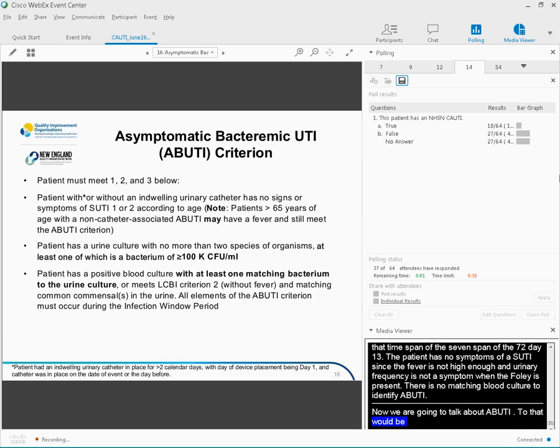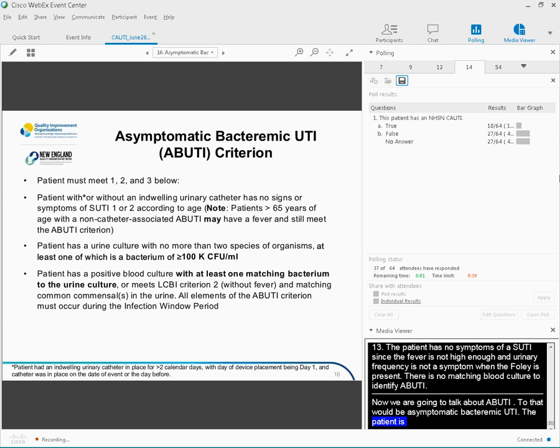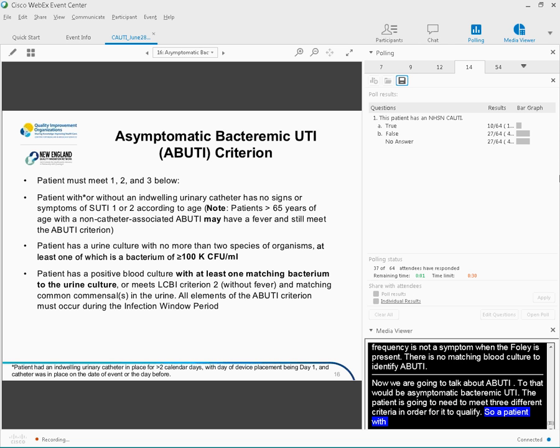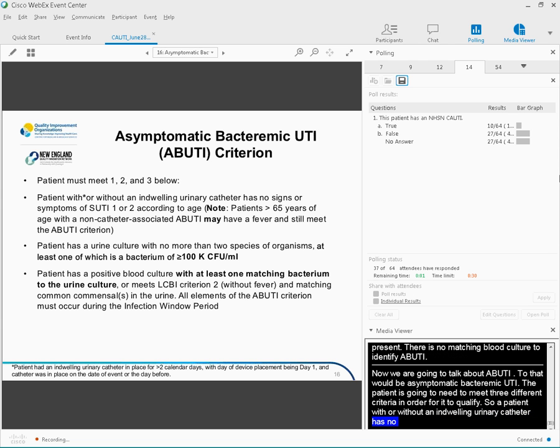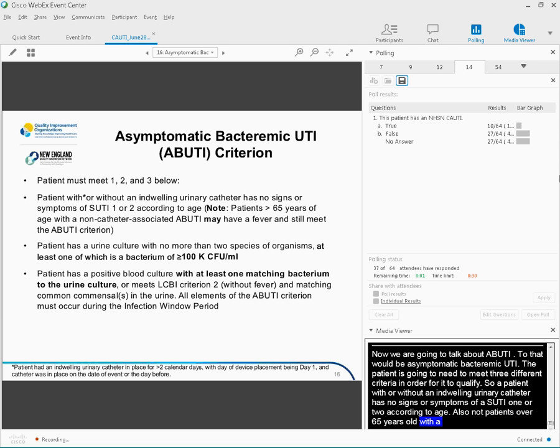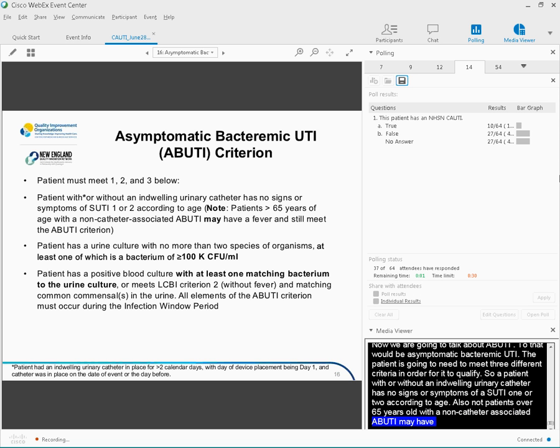And again, the patient is going to need to meet 3 different criteria in order for it to qualify. So a patient with or without an indwelling urinary catheter has no signs or symptoms of a UTI 1 or 2, according to age. A note, though, that patients over 65 years old with a non-catheter-associated ABUTI may have a fever and still be able to meet the ABUTI criterion.